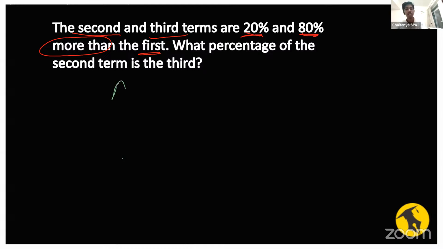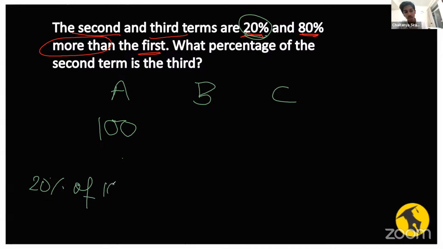Let's say I have three terms, A, B, and C. A is my first term, B second, and C third. So second is 20% more than first. So let's assume it to be 100. 100 I am choosing for ease of calculation. You can choose any other number, will get the exactly same answer. So it is 20% more. What is 20%? 20% of 100 is nothing but 20 itself. It is 20% more. So I add 20 plus 100, so I get 120.